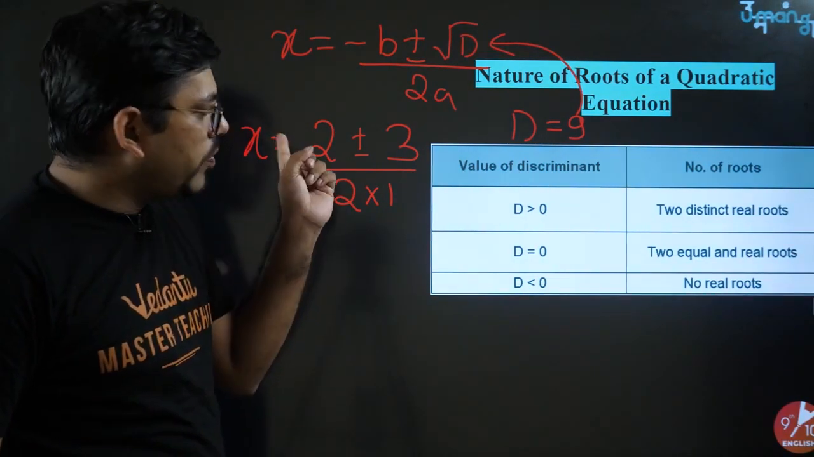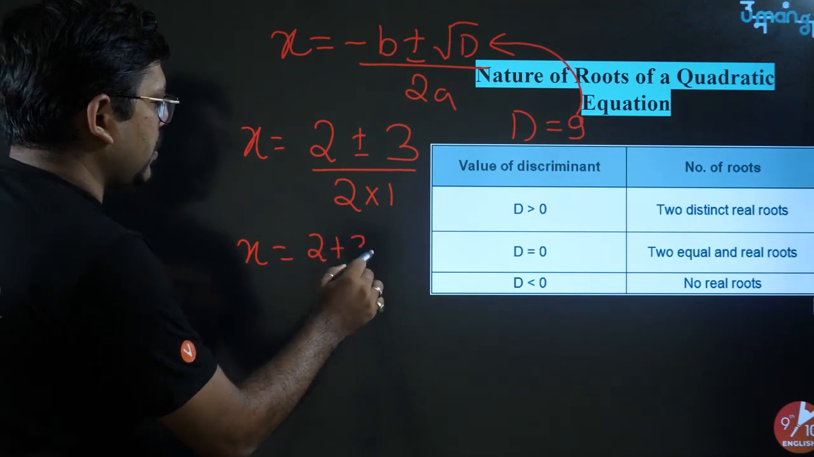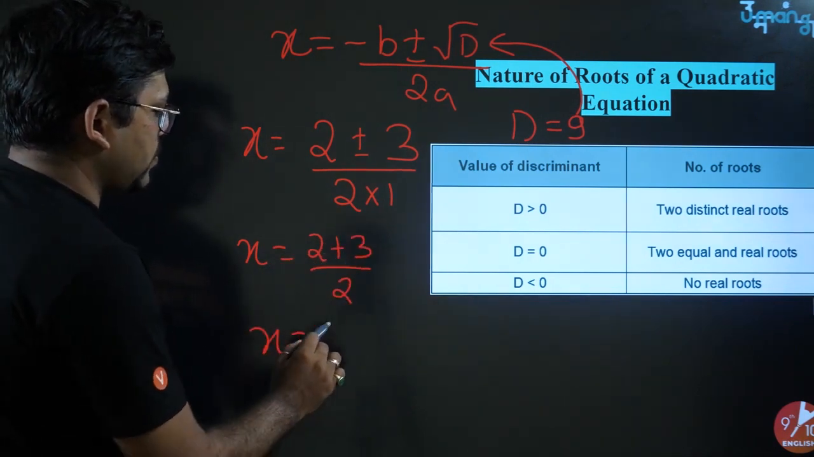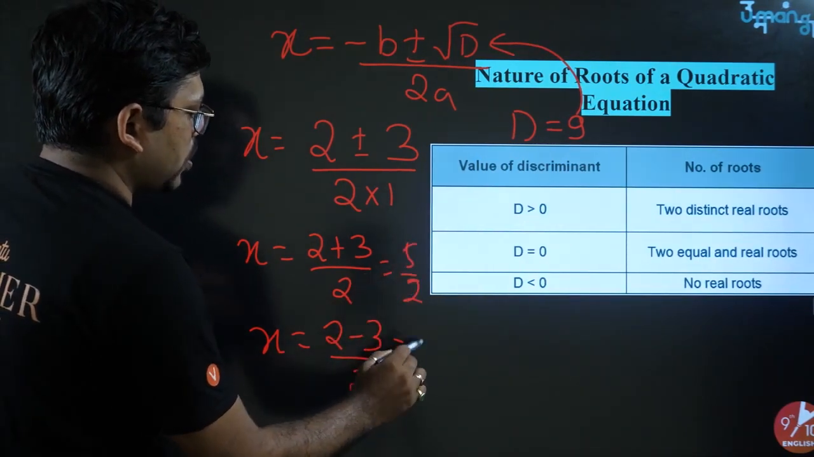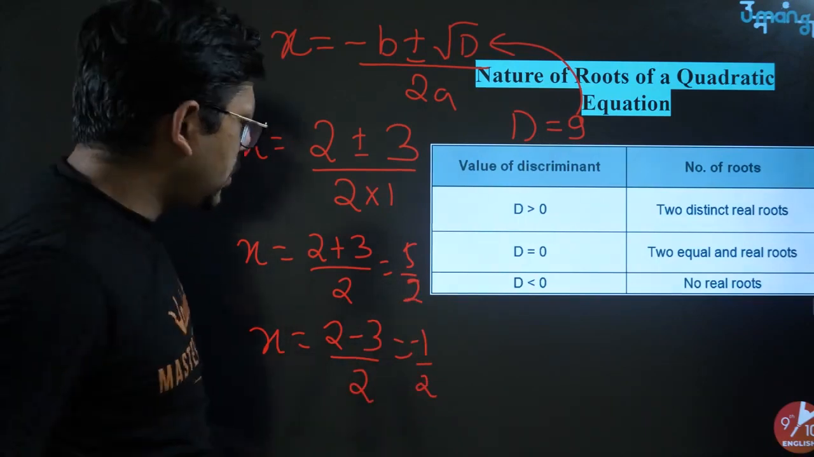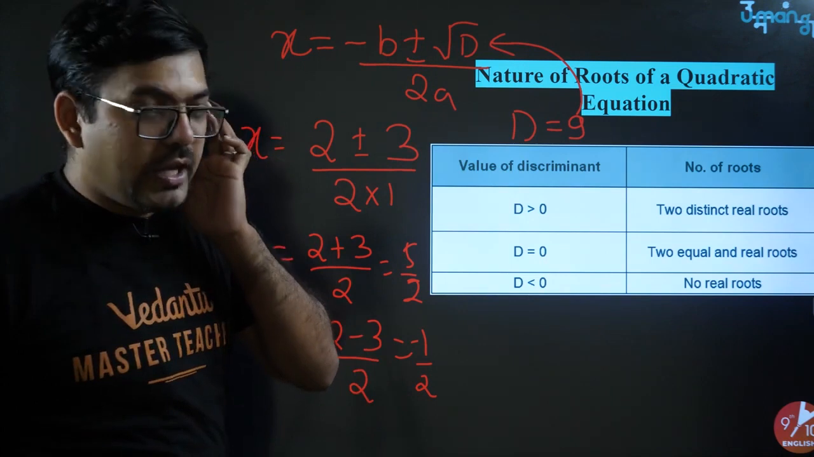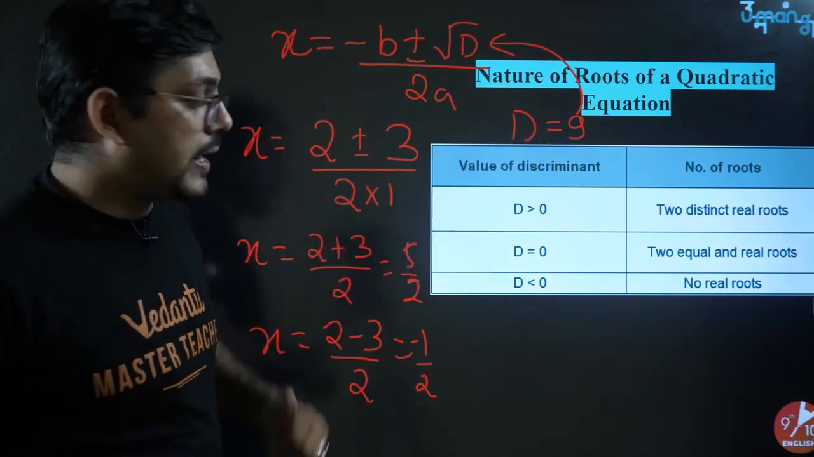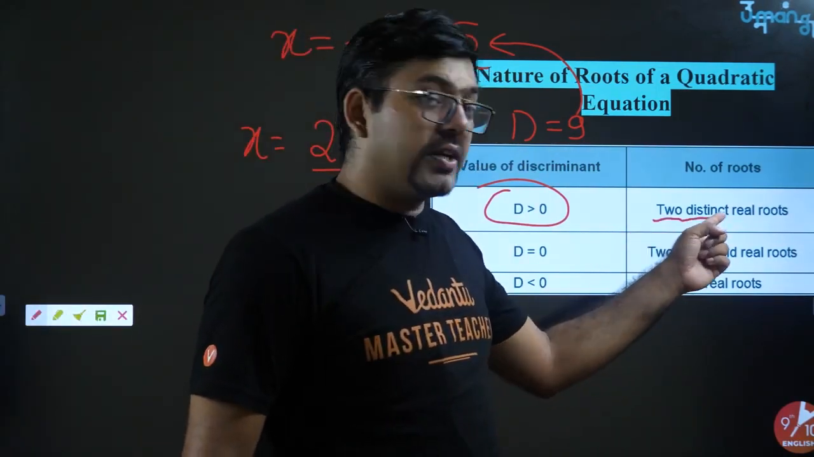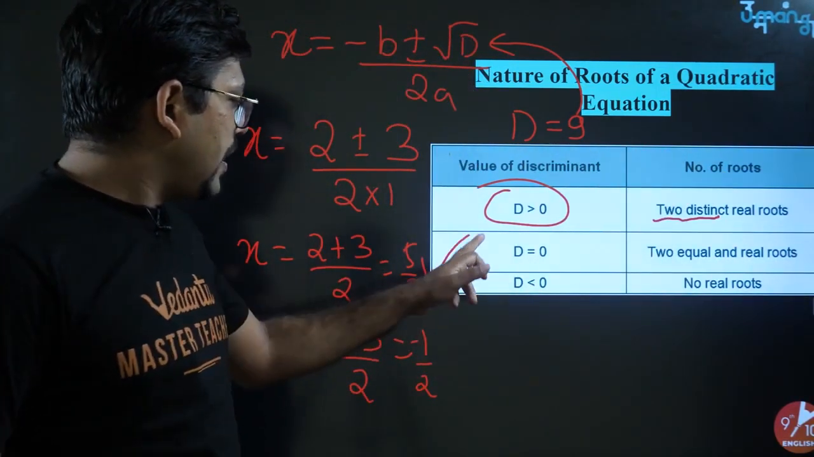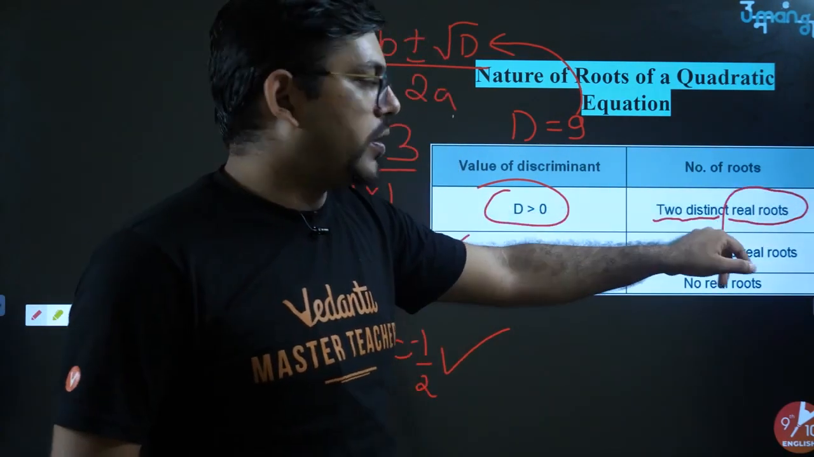So here you would be getting two zeros. You will get x equals 2 plus 3 divided by 2, and x equals 2 minus 3 divided by 2. From here you get 5 by 2, and from here you get minus 1 by 2. Cool, they are the two zeros, no problem. We have seen multiple questions based on that. So D equals 9 means D greater than 0, positive. Here we are getting two distinct roots. Distinct means different, and they are real. So two distinct and real roots. We have got it.